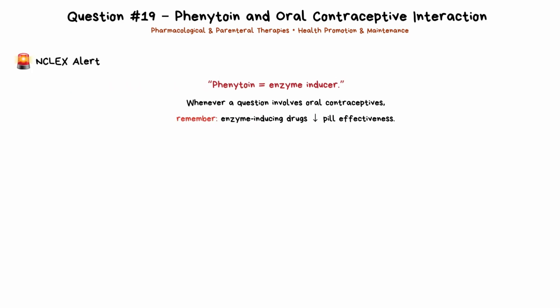Here's your NCLEX alert. Remember this phrase: Phenytoin equals enzyme inducer. Whenever a question involves oral contraceptives, enzyme-inducing drugs like phenytoin lower the pill's effectiveness. If you see breakthrough bleeding or unplanned pregnancy in the question, this interaction is the reason why.